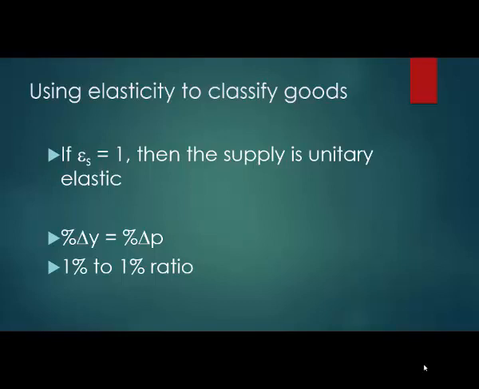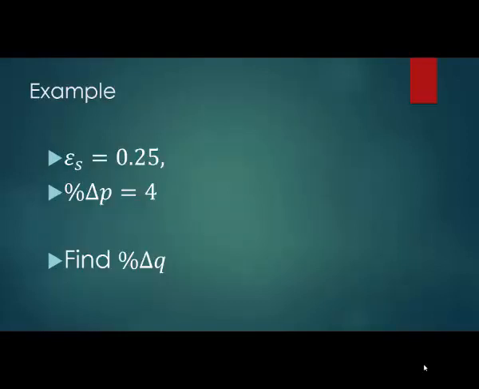Why don't we jump into an example real quick? Let's say, for the sake of argument, I were to tell you that the elasticity of supply for some good we might be studying is 0.25, and that the price went up by 4%. How would you find the change in quantity expressed as a percentage? Let's take a look and see what we get.